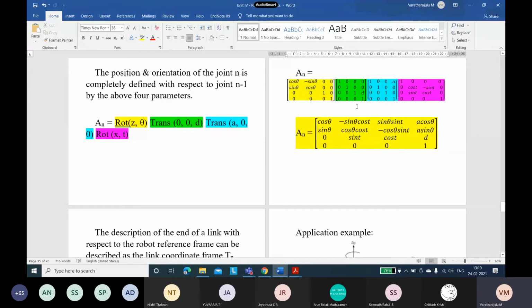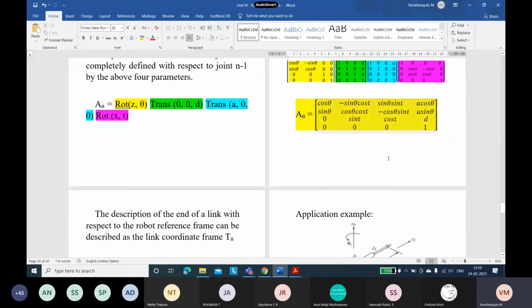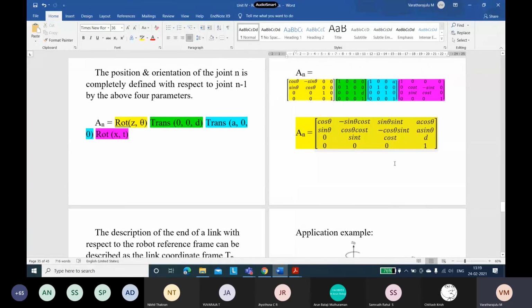multiplication of 4 different matrices, 4 cross 4 matrices. This is the result. With this result, we are going to find the newer conventions. Please make a note of this An. An is equal to cos theta, minus sin theta cos t, sin theta sin t, a cos theta; sin theta, cos theta cos t, minus cos theta sin t, a sin theta; 0, sin t, cos t, d; 0, 0, 0 and 1.